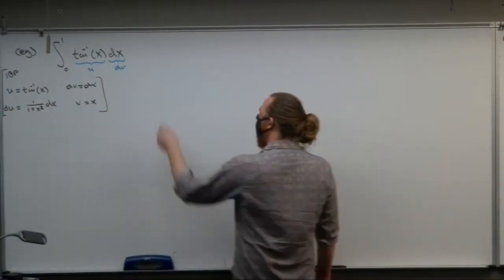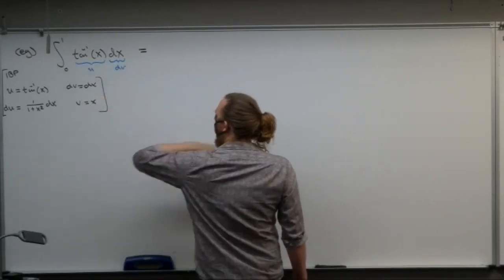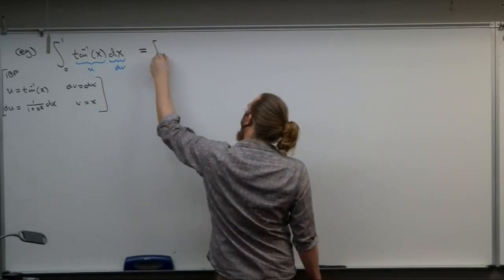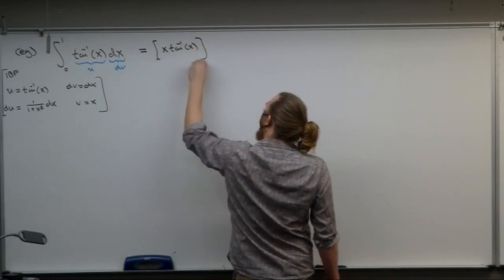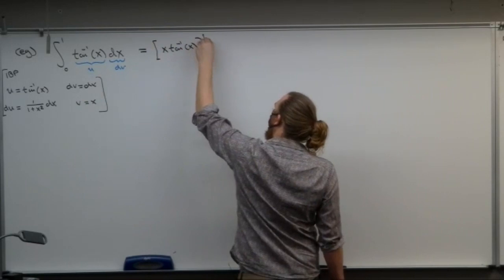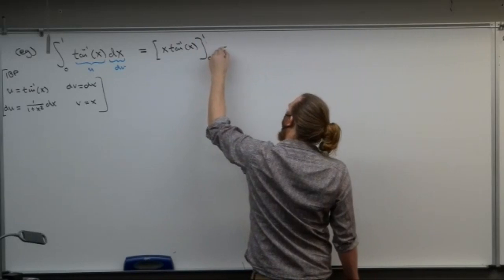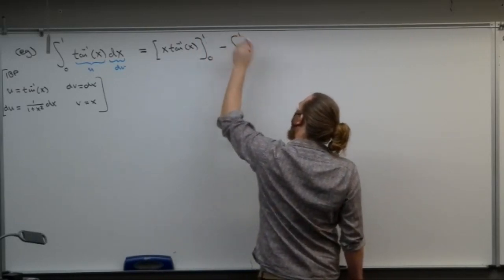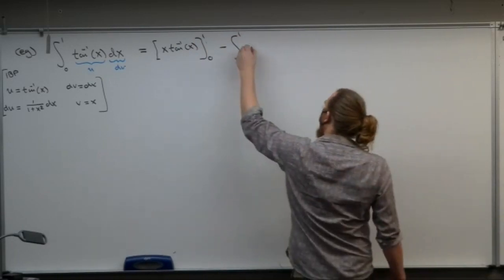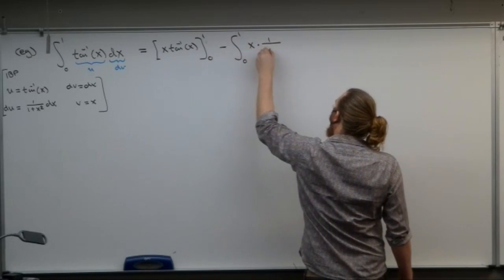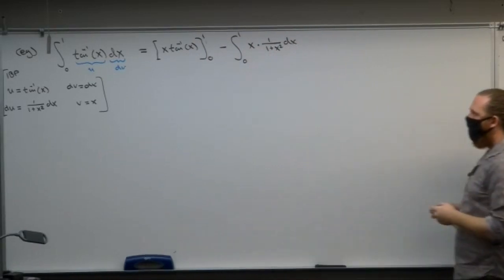And then according to my integration by parts formula, this is u times v. I'm going to write that x out front because, again, it looks better. But now it's in evaluation brackets, and it gets evaluated between those original bounds. We don't have to change any bounds. Remember, this is not a substitution. Minus the integral from a to b, so from 0 to 1, of v times du, which is x times 1 over 1 plus x squared dx.